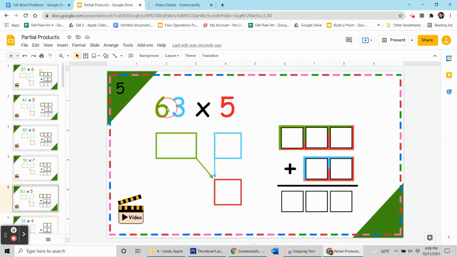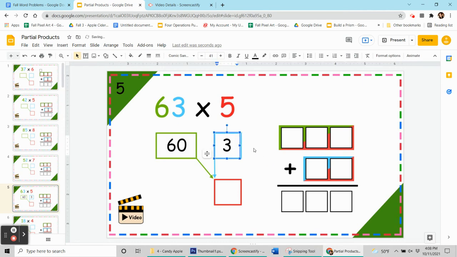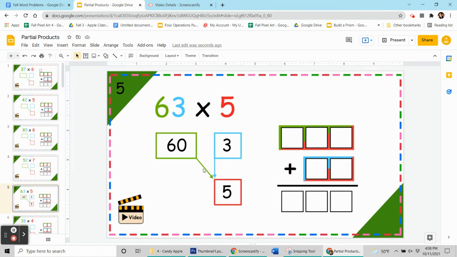Our first step is to take the 63 and put it in expanded form. So we're putting the 60 in this box and the 3 in this box. And that's 63 in expanded form. Now the 60 and the 3 are separately each going to multiply against the other number. And that's why we're putting that 5 down here on a different level because it's on the other side of the multiplication symbol.